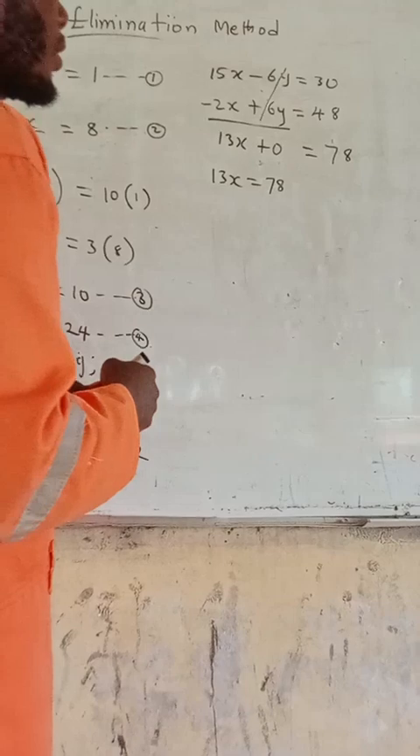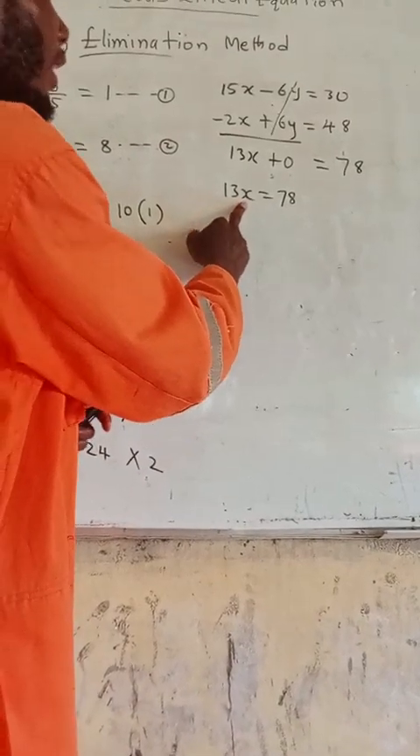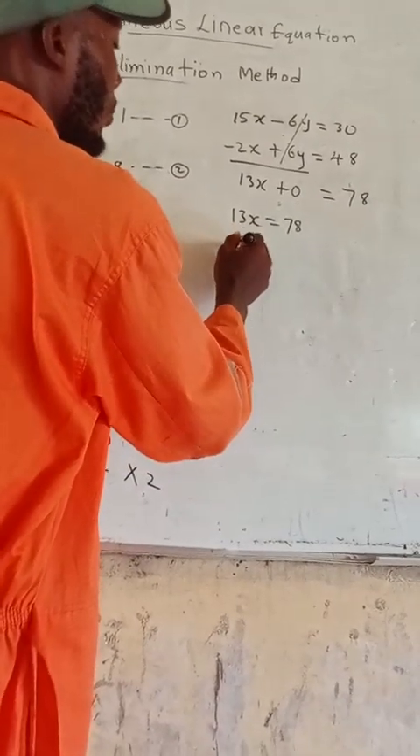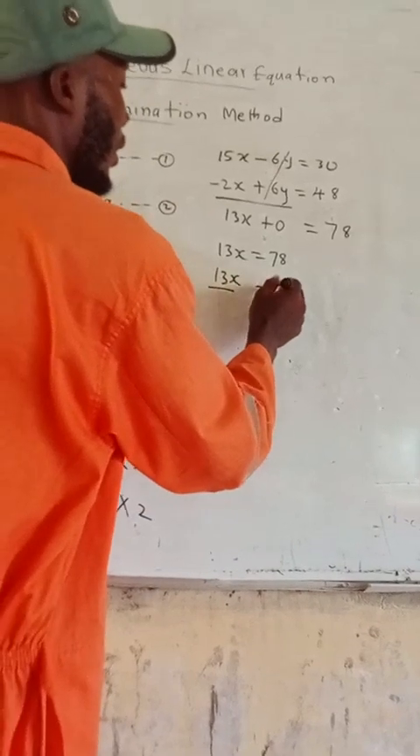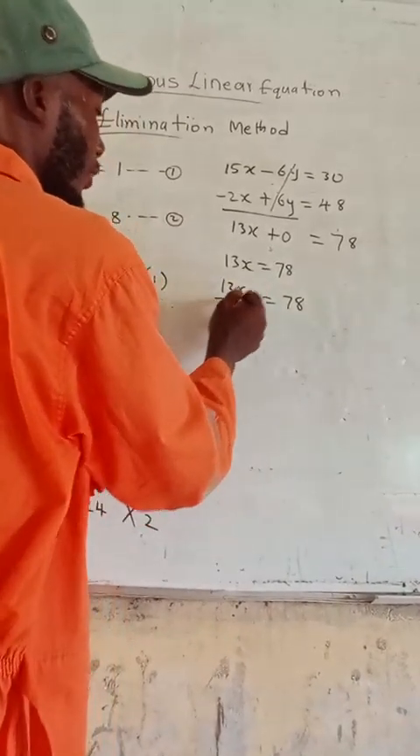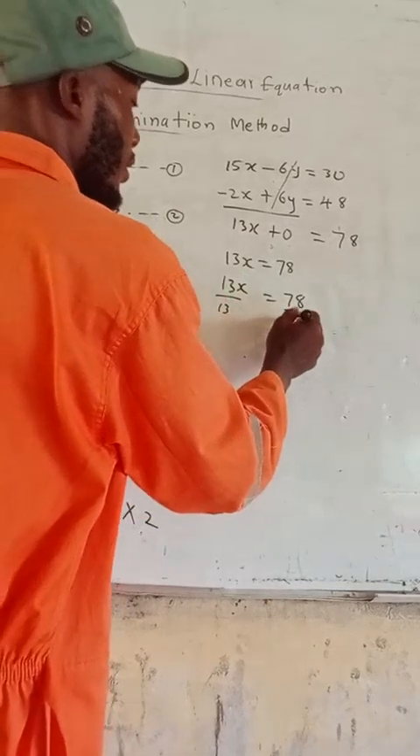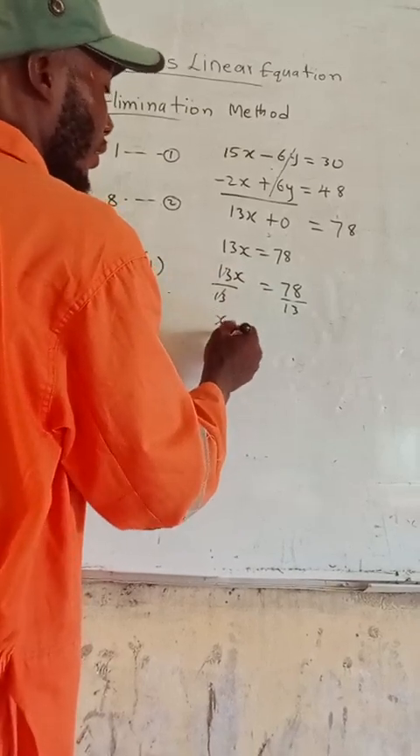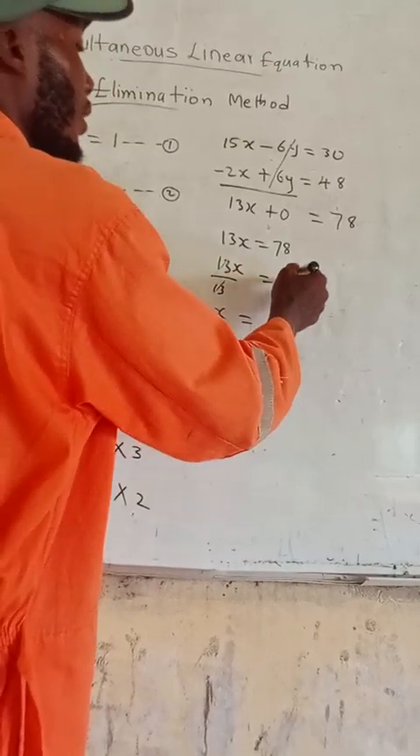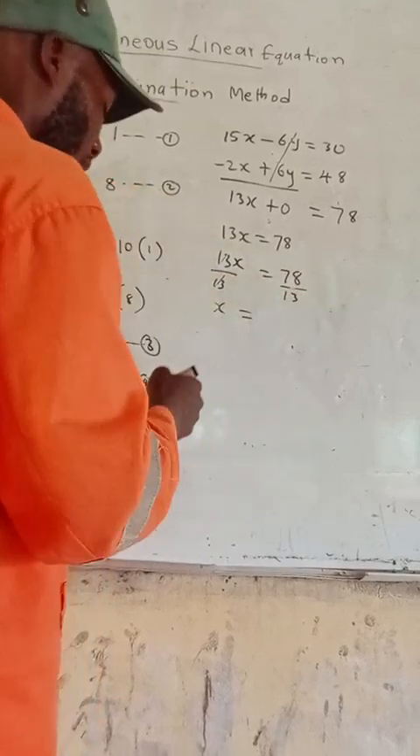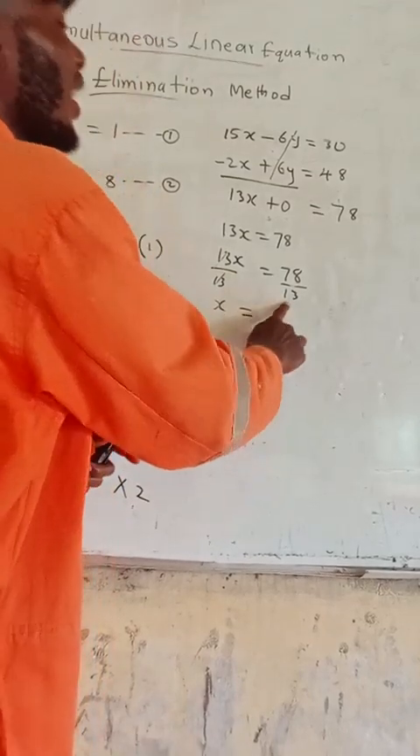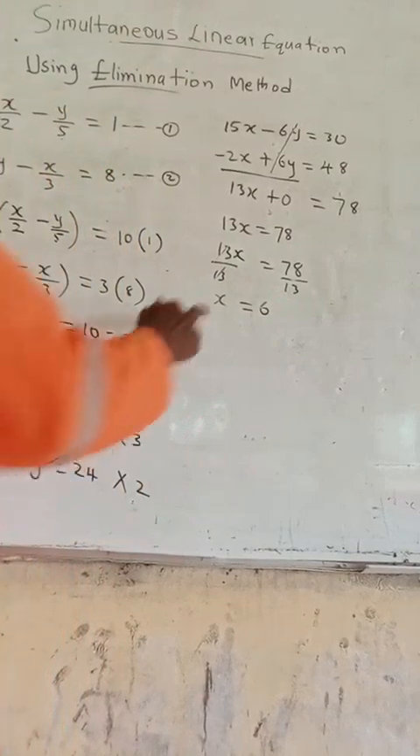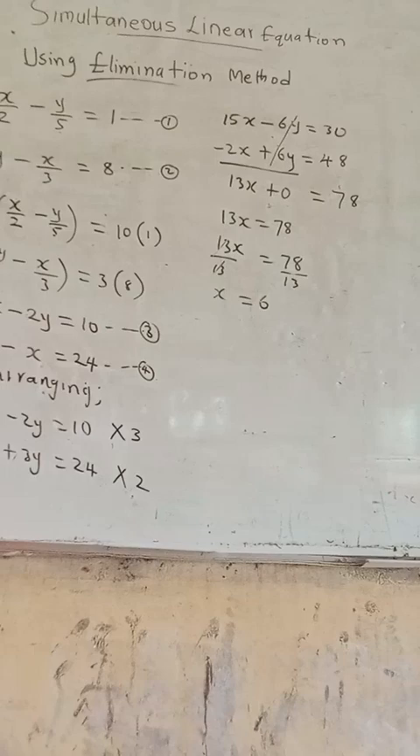Now, we want to look for x. To find x, or to make x subject of the formula, we divide both sides by the coefficient of x, which is 13. So 13 divided by 13, 1 times x is x. Is equal to 78 divided by 13. How many times will 13 appear in 78? Is 6 times. So x is equal to 6.